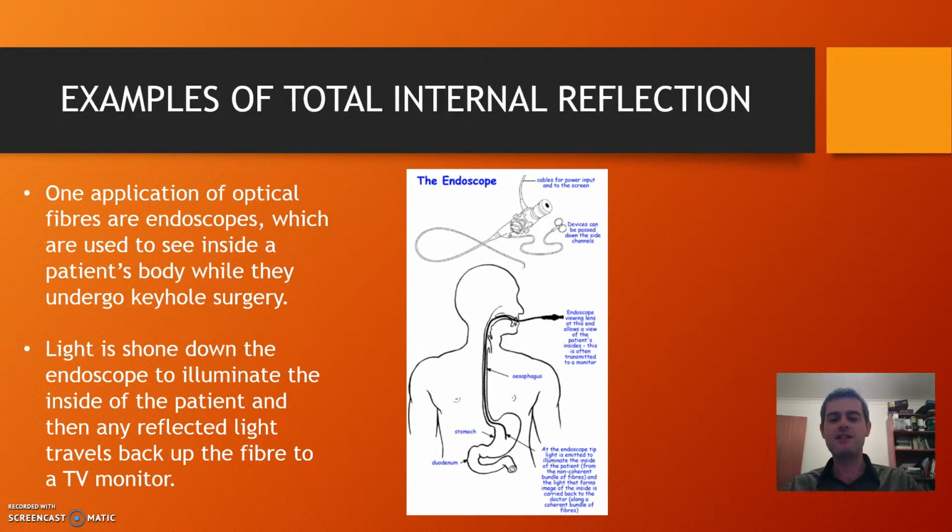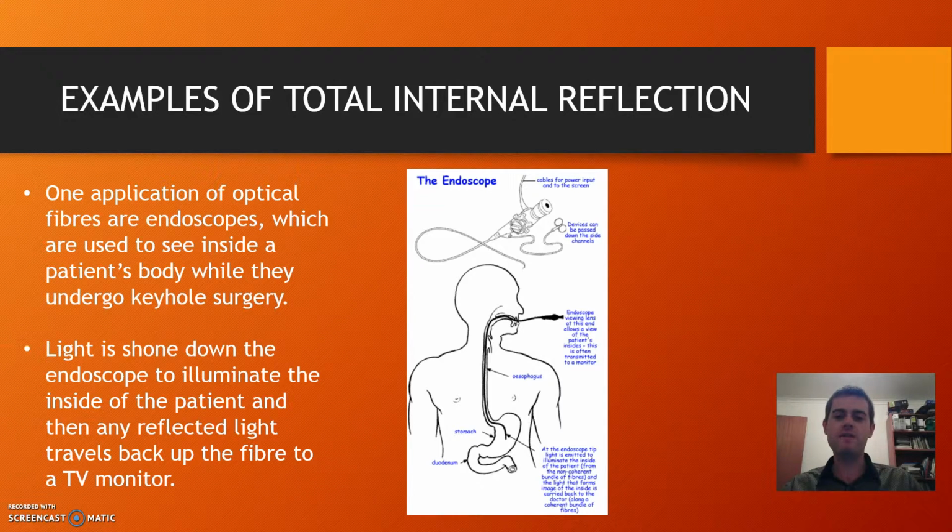So it's a slightly safer way of doing surgery. You don't have to open up the entire person to do keyhole surgery. Now, obviously, if you're doing keyhole surgery and you only have a very small incision, you can't see inside the person yourself using your eyes. So an endoscope allows the surgeon to see what's happening.